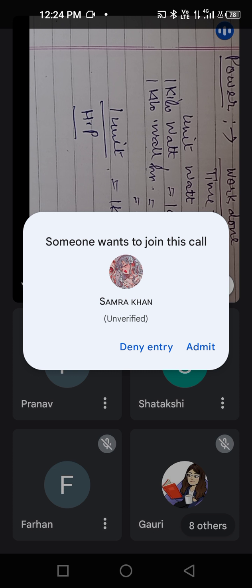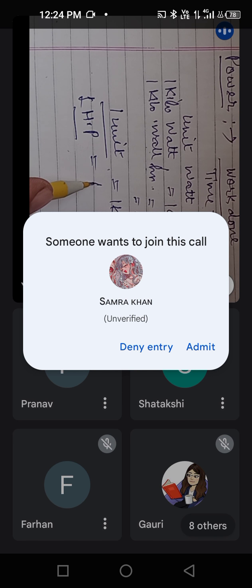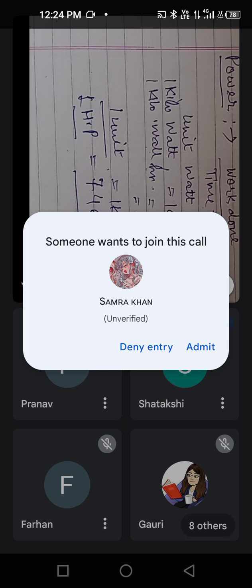Okay. So 1 horsepower is equal to 746 watts. This is the relation between horsepower and watt: 1 horsepower is equal to 746 watt. Okay, now write down a numerical.